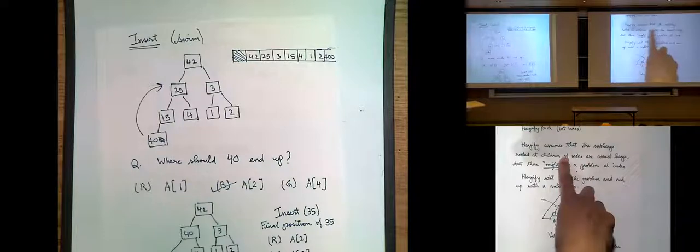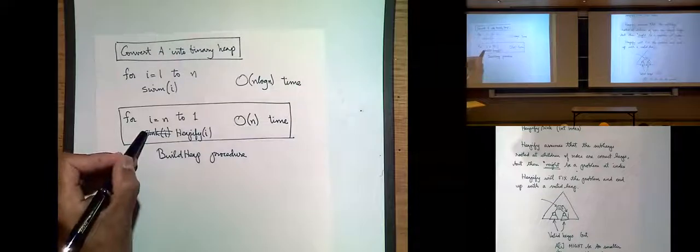You can't do heapify from 1 to n because heapify assumes that the subheaps rooted at the children are also correct. If you start with an arbitrary array, the children might not be correct subheaps. You don't do any swims in this. There's no swim. You just start with an array and you just call heapify.